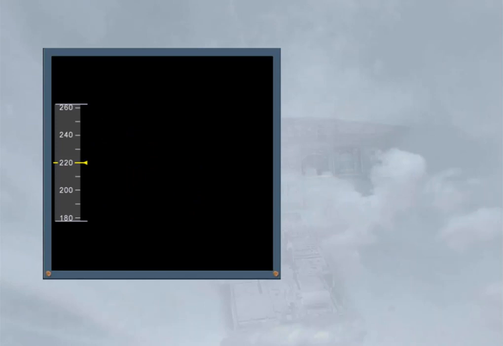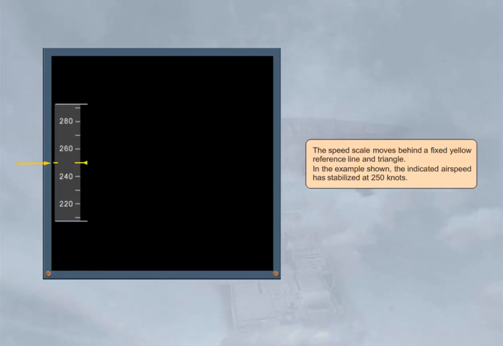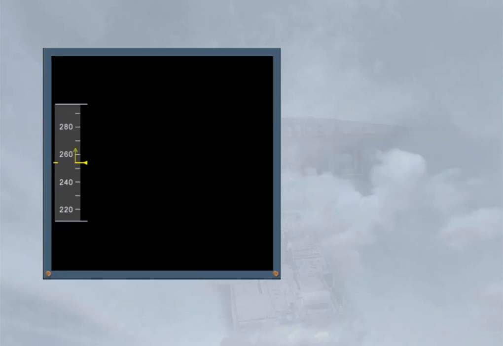The speed scale moves behind a fixed yellow reference line and triangle. In the example shown, the indicated airspeed has stabilized at 250 knots. When the aircraft is accelerating or decelerating, a speed trend arrow appears. This arrow shows the value that will be attained in 10 seconds if the acceleration remains constant. In the example shown, the aircraft will decelerate to 240 knots in 10 seconds. The use of the speed trend arrow will be demonstrated during your simulator training.